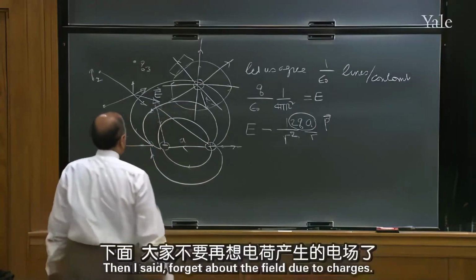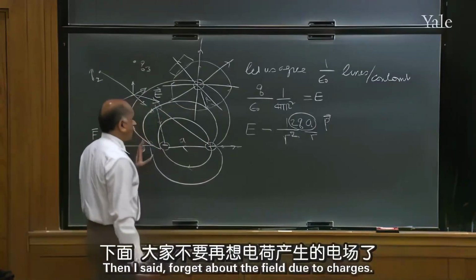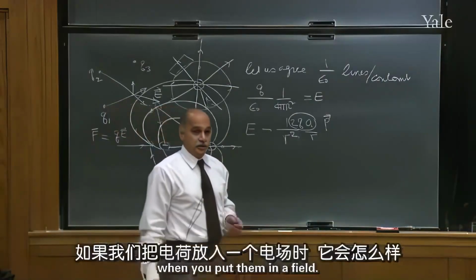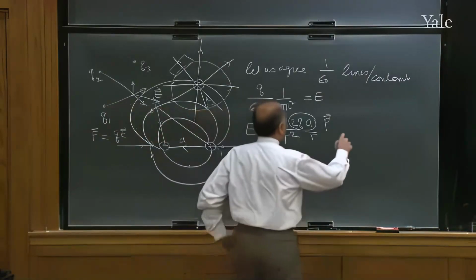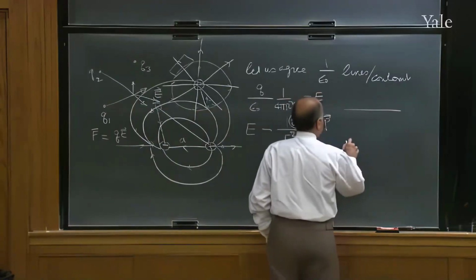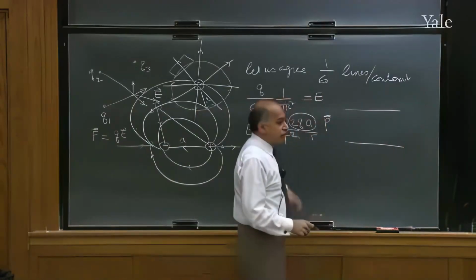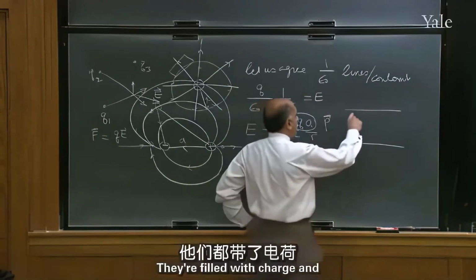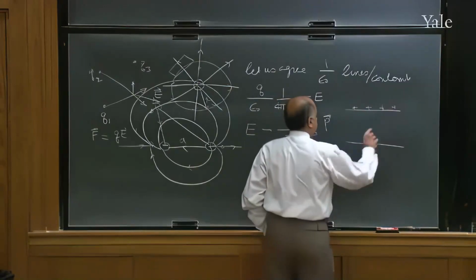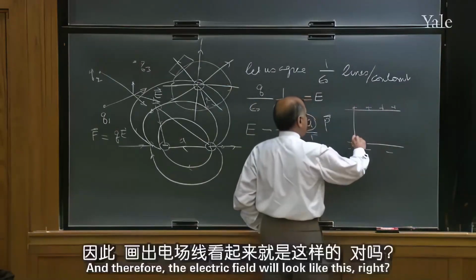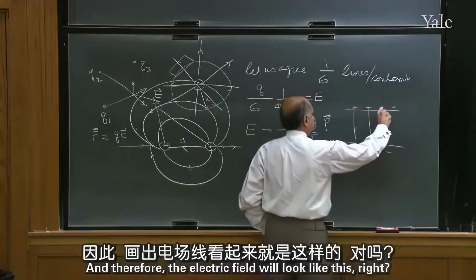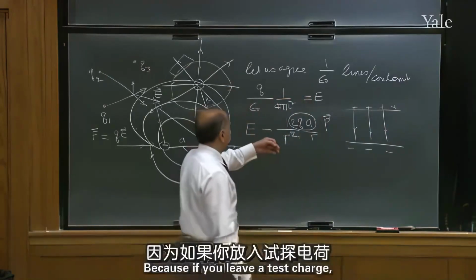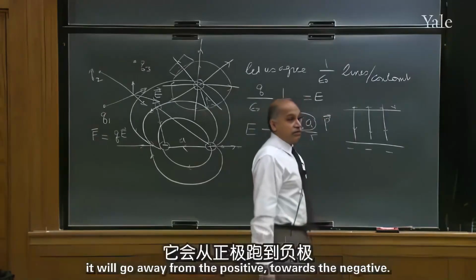Then I said, forget about the field due to charges. Let's look at what charges do when you put them in a field. So I took 2 examples. One was a very simple example. These are 2 parallel plates. Okay, they are not 2 lines. They are plates coming out of the blackboard. They're filled with charge, and this has got plus charge on it. It's got minus charge on it. And therefore, the electric field will look like this. Right? Because if you leave a test charge, it'll go away from the positive towards the negative.